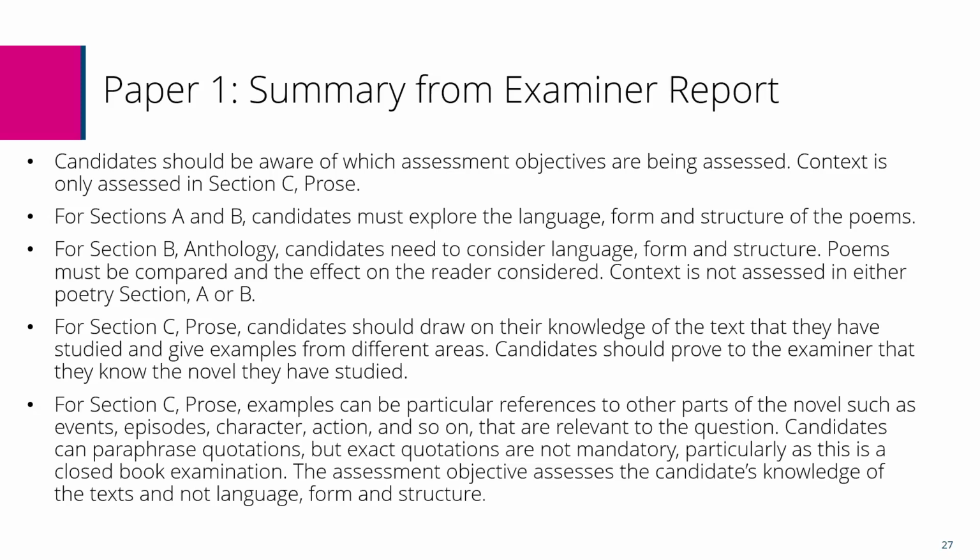But in terms of the main summary, candidates should be aware of which assessment objectives are being assessed and that context is only assessed on paper 1 in section C on their prose text, on that 40 marker. For sections A and B, candidates must explore language, form and structure of the poems. For section B, anthology, candidates need to consider language, form and structure. Poems must be compared and the effect on the reader considered.